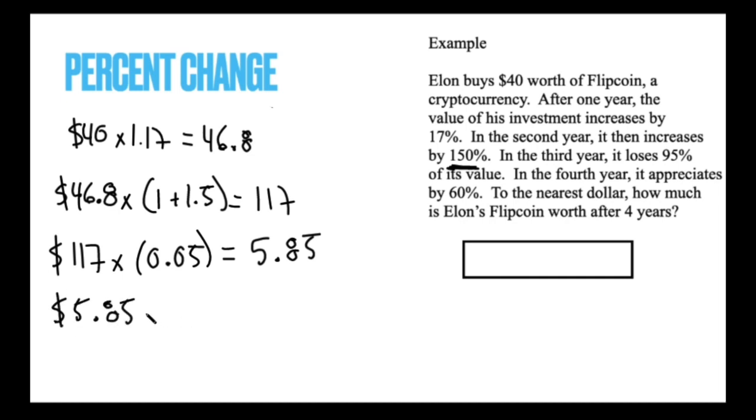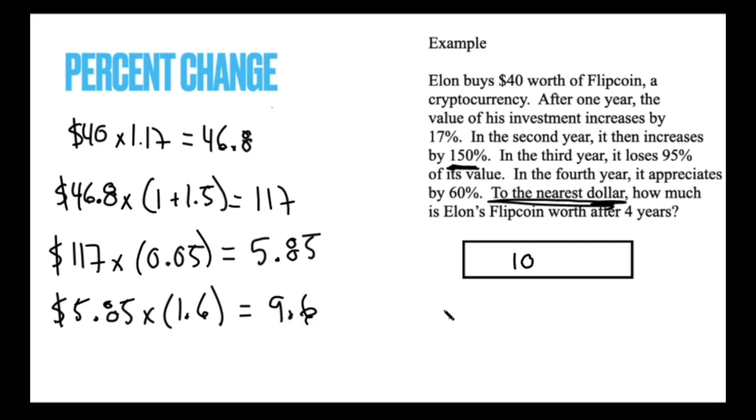And that's going to increase by 60%. So we're going to multiply this by 1.6. And we get 9.6. So to answer this question to the nearest dollar, we got to be very careful about this kind of thing. To the nearest dollar, how much is it worth? Well, 9.6 is closest to 10.